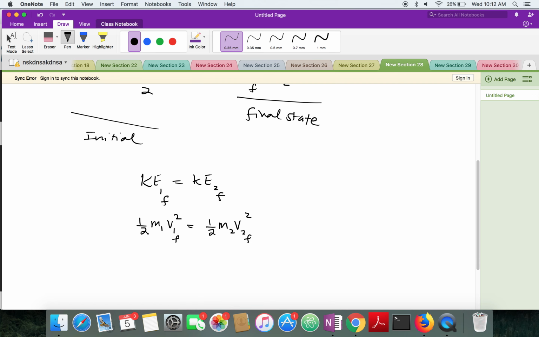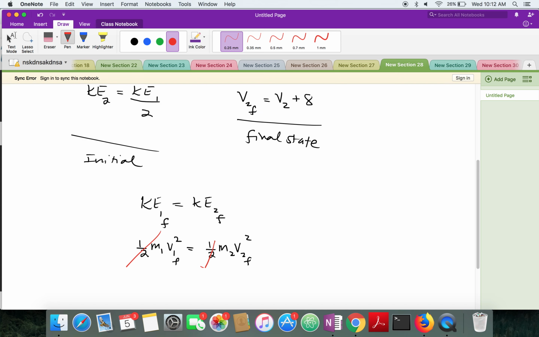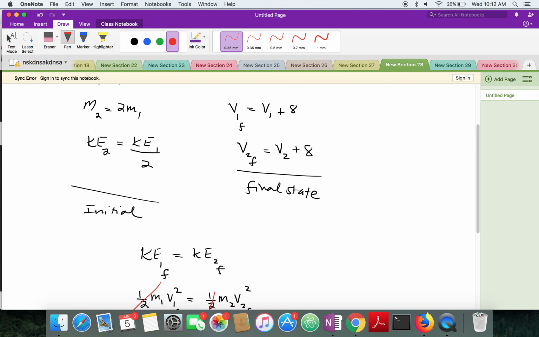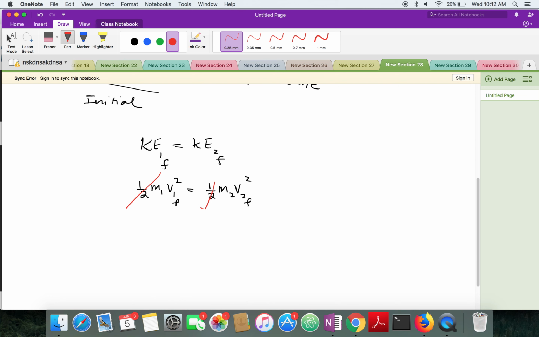Okay. So what we know, first of all, the 1/2s will cancel out. There's a half on both sides, so we can make life a little bit easier. That m does not go away, just the half. So let's work in terms of m1, because m2 is 2 times m1. So we can rewrite this the following way. This is m1 v1 final squared equals 2 m1 v2 final squared. And now there's an m1 on both sides, so those will cancel.